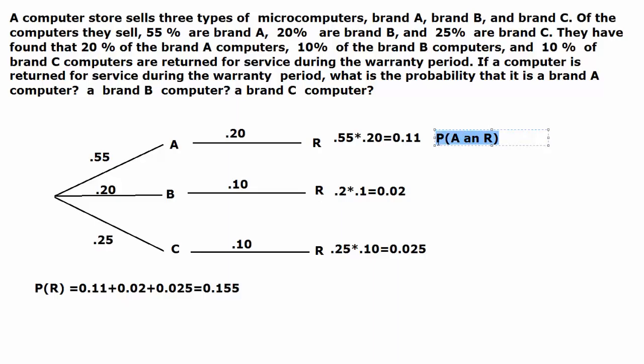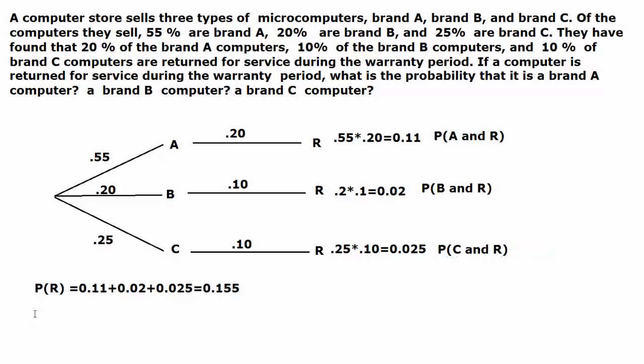Okay, and remember this is the probability of A and R, right? And this part here is the probability of B and R. Sorry about this, I meant and R. Let me fix this one here. So here A and R, and here the probability of C and R.